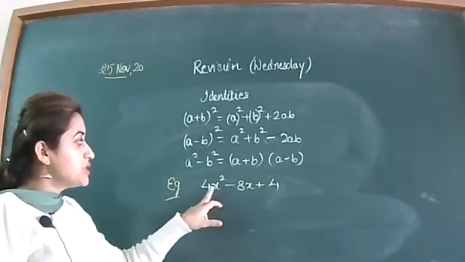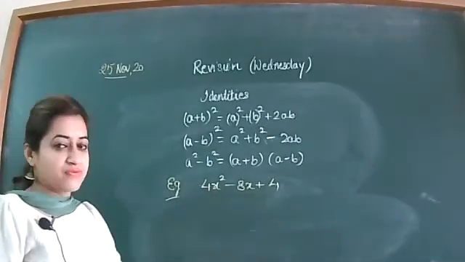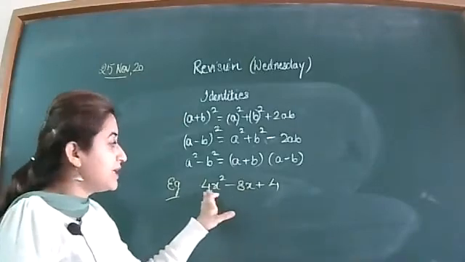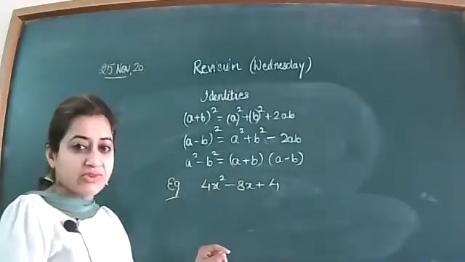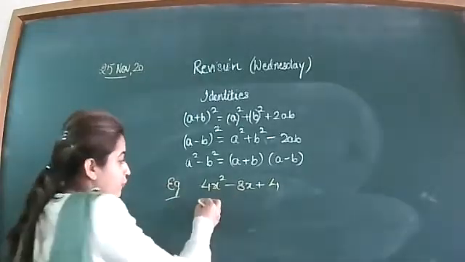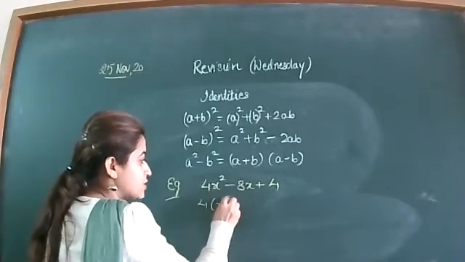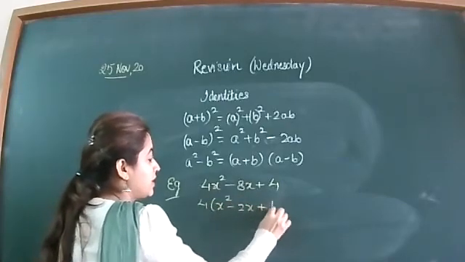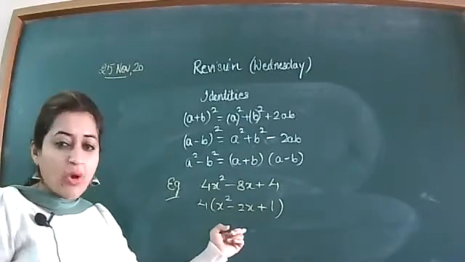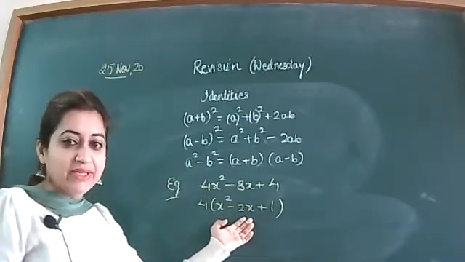Now the next question is 4x square minus 8x plus 4. Now let's try it by simple factorization. Let's try to take the common out of these 3 terms, but we are getting 4 common. If you want to try this method, you can. This is x square minus 2x plus 1. But again, these 3 terms don't have any common factor, so you have to apply the identity here.